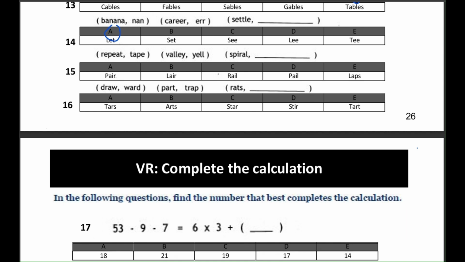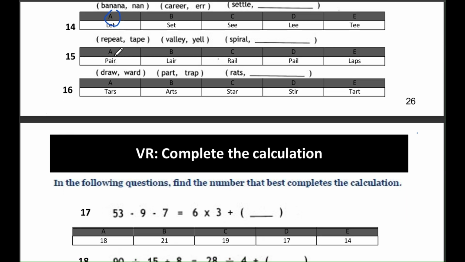All right, let's move on to question number 15. Here, we're given repeat, tape, valley, yell, and spiral, underscore, underscore, underscore. We need to figure out the last pair. Our options are option A, pair, option B, layer, option C, rail, option D, pale, and option E, lapse. The answer is option B, layer. In this case, the word spiral was transformed following the pattern of the first two pairs, resulting in layer.